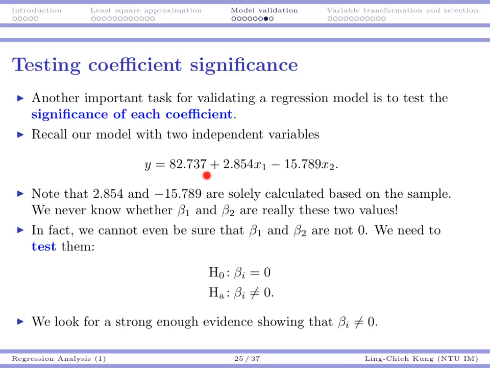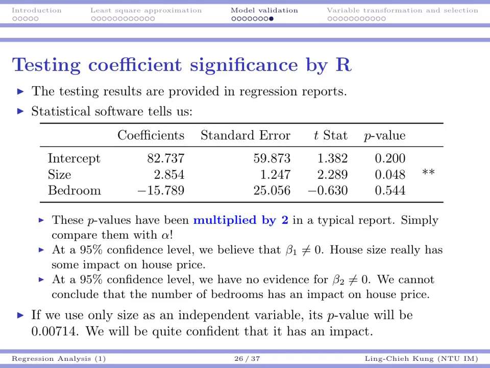Here, beta hat 1 is 2.8, beta hat 2 is negative 15.8. Okay, this number is obviously larger than that, but as you know, that does not mean beta 1 is close to zero or beta 2 is far from zero, because we need to really test them. The standard deviations or some other related things also play a role. So eventually we can do that. Let's see how. The testing result is actually provided in regression reports.